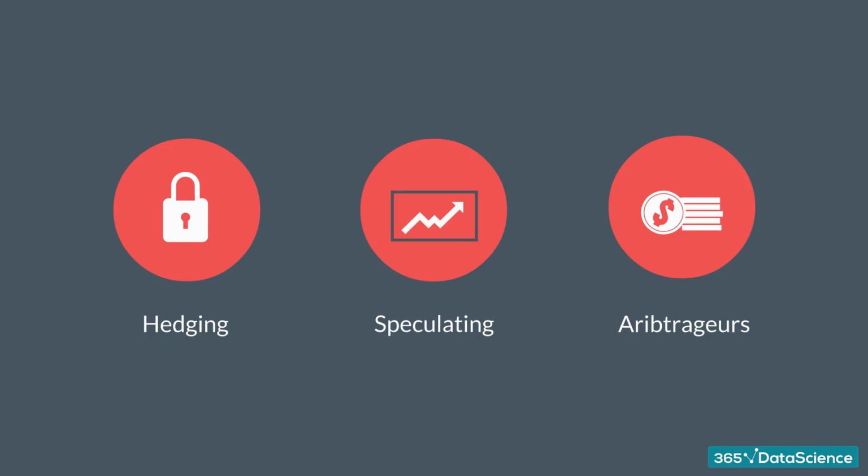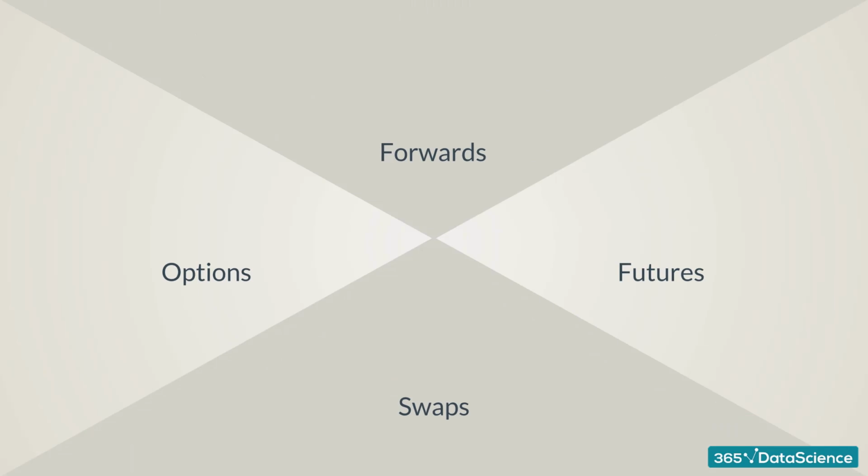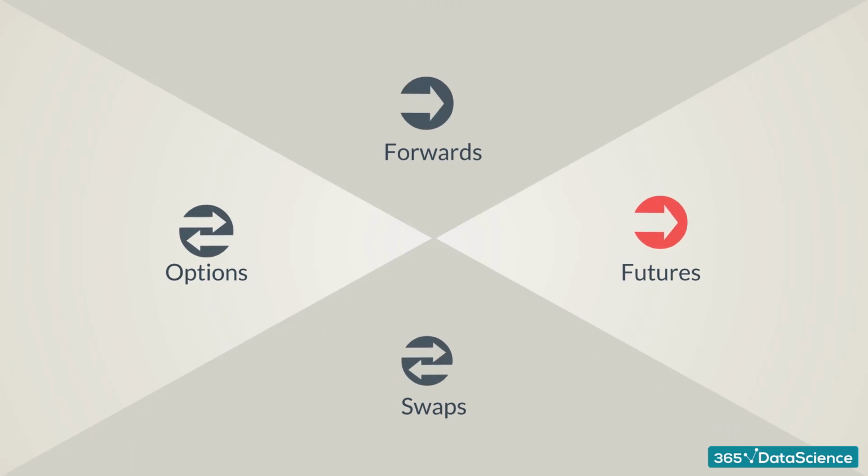In this lesson, we'll try to learn the 4 main types of derivatives and how they function. Then, in our next lesson, we'll learn how to use the Black-Scholes formula to price derivatives. Okay, perfect. There are 4 main types of financial derivatives: forwards, futures, swaps, and options.